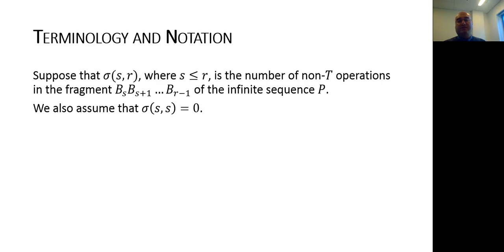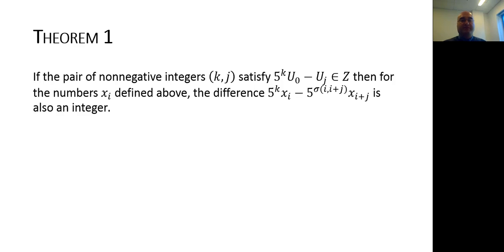Of course, sigma of the empty fragment is equal to 0, because if the fragment is empty, then there are no non-T operations. Okay, I'm ready to state the theorem. If the pair of non-negative integers k, g satisfy these conditions, 5 to the k u0 minus ug is from the set of integers, then for the numbers xi, the difference is also an integer. Here I use that function sigma.